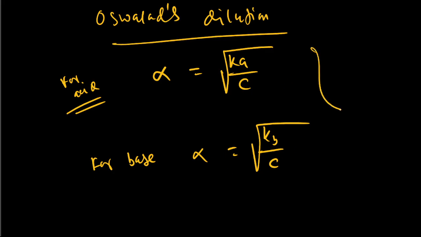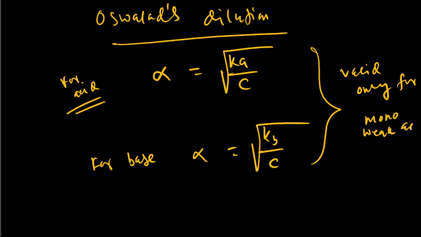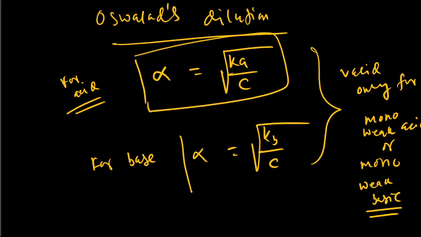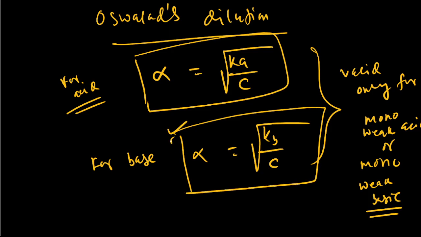But this is valid only for mono weak acids or mono weak bases. So this is the limitation of Ostwald's dilution law. If you calculate for dibasic and tribasic cases and put in this formula directly, you will get the wrong answer. So apply this formula only for monoacidic and monobasic.